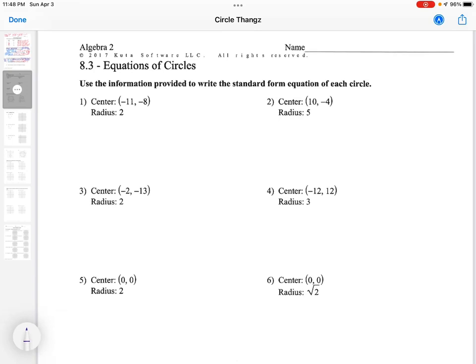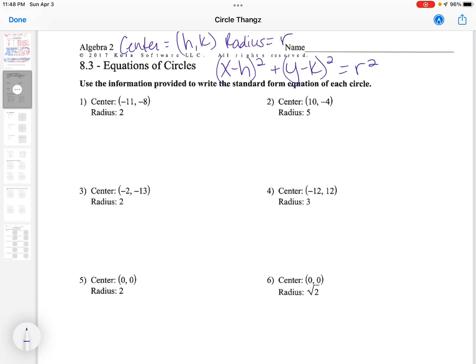Okay, so this video is using properties to write your equation and be able to graph that circle. So again, our standard equation is (x - h)² + (y - k)² = r². My center is (h, k), and my radius is equal to r.